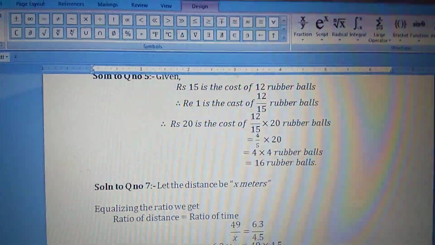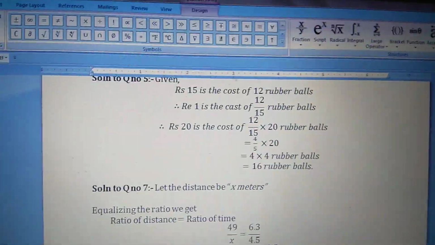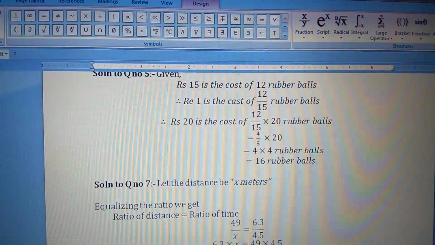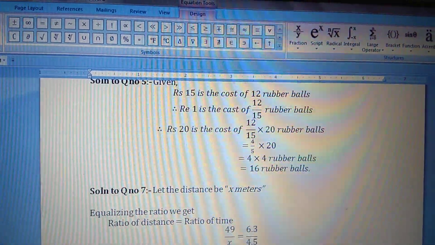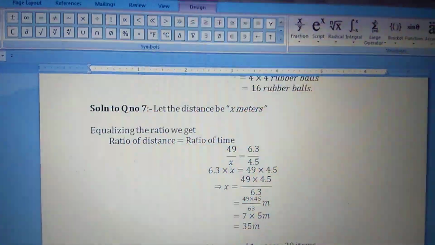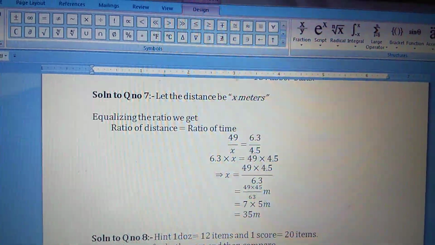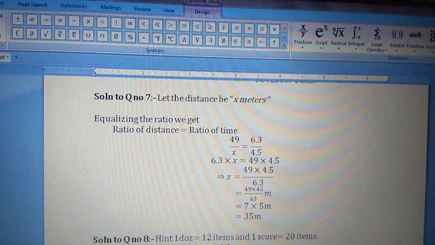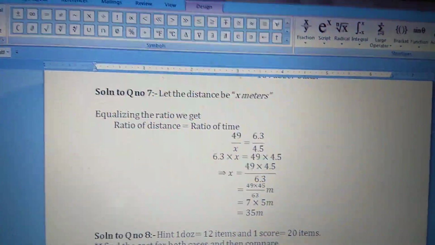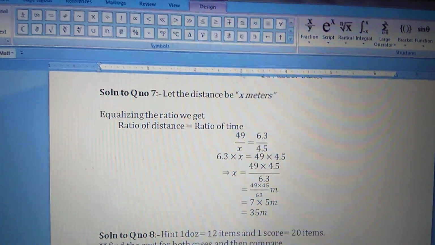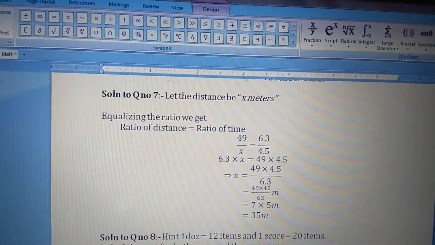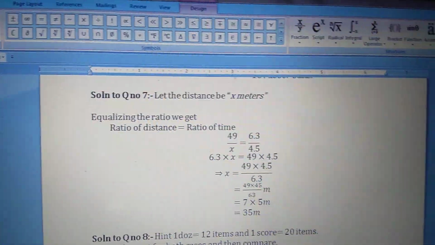Question number 6 is the same as this. You can apply any of the procedures. Now I am going to explain question number 7. Question number 7 I have solved by the equalizing method. A boy can run 49 meters in 6.3 seconds. How far can he run in 4.5 seconds?